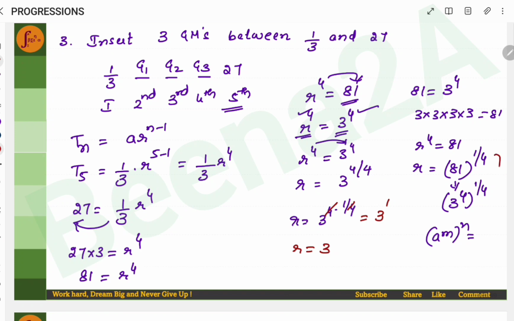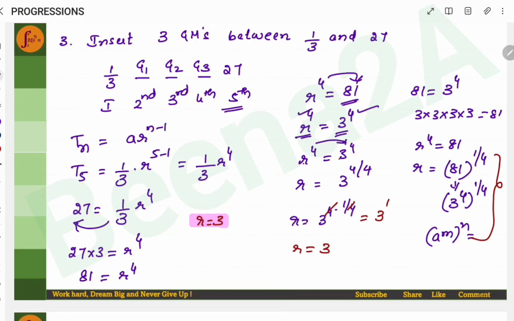Now, instead of doing so many steps here, shifting 4 this side, making it 1 by 4, and then cancelling it, you can just say, since the powers are the same on both sides, the bases have to be the same. That is, r is equal to 3. So now we know the common ratio is 3.